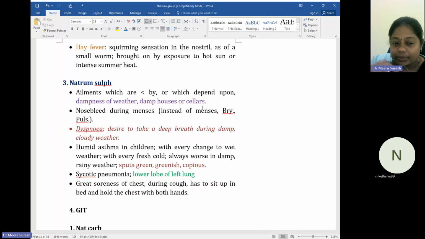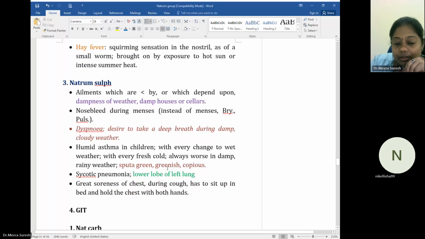Dyspnea: though the person is having complaints from dry to wet, see the next sentence, they desire to take a deep breath during damp, cloudy weather. There is humid asthma. Humid asthma means much expectoration of phlegm within the chest with every change to wet weather, and still they have dyspnea, and in that dyspnea, they want to take breath in that damp weather. With every fresh cold, always worse in damp, rainy weather, and then they discharge.